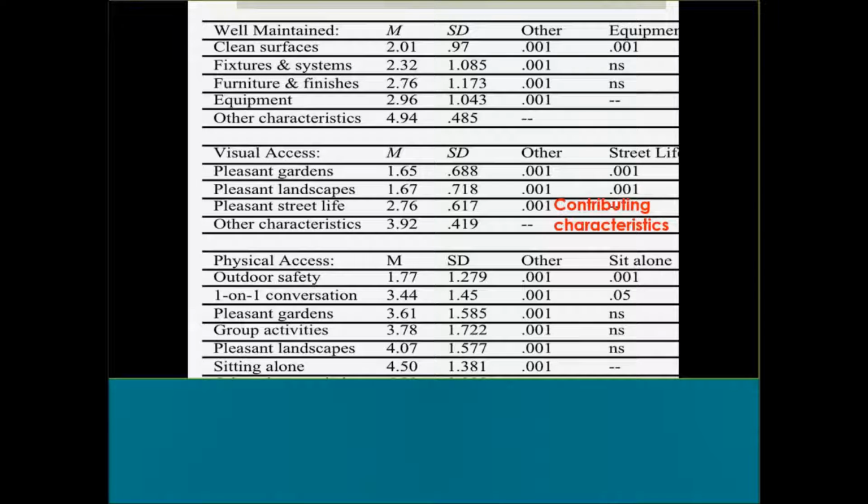For visual access, it turns out that having pleasant gardens was more important than viewing pleasant street life. And for physical access, the main thing was, can you make this environment safe, as opposed to having space for people to sit alone. So as an architect trying to make decisions, I'll take this list of things, see what is most important, and make sure I design to meet that goal.